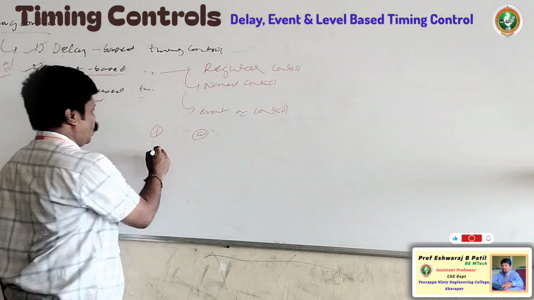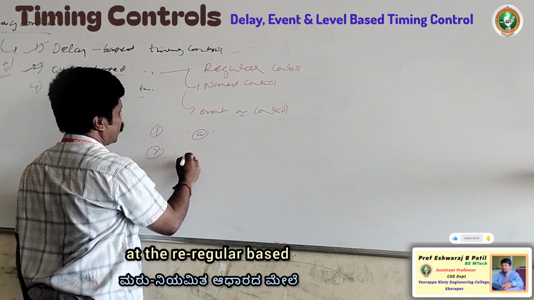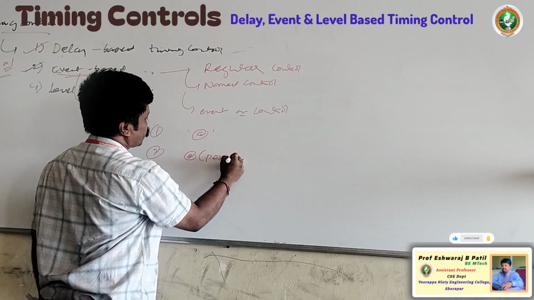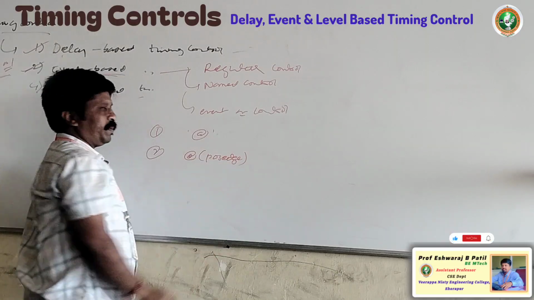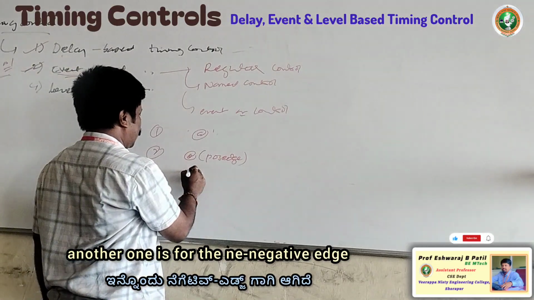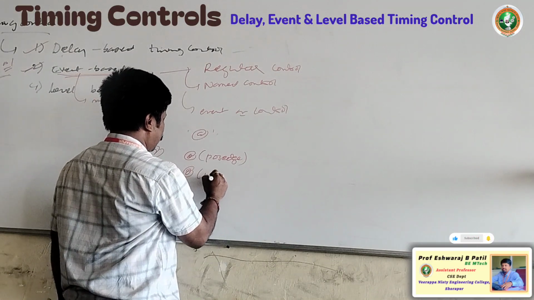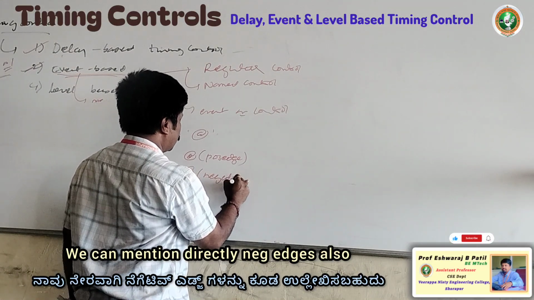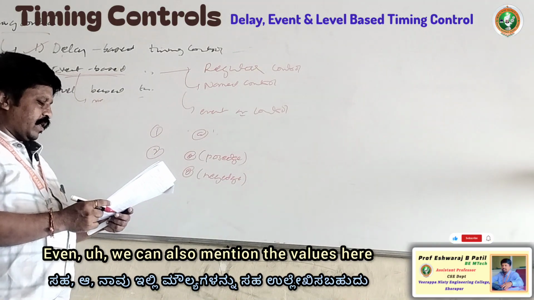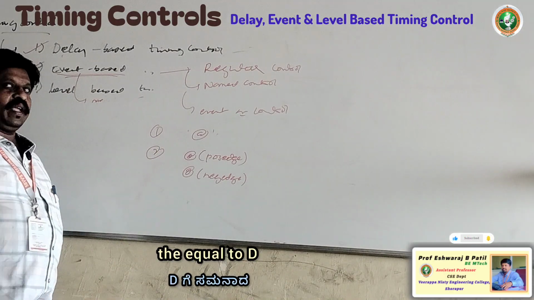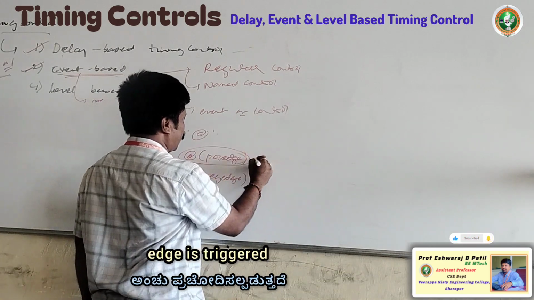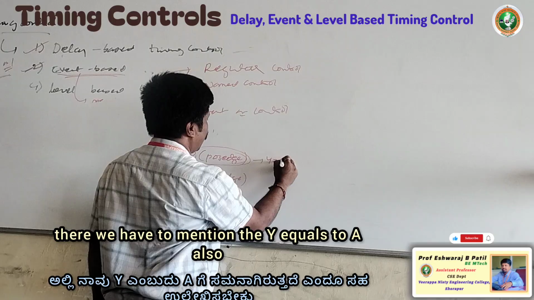If you are using the regular based control at the positive edge, we mention posedge. There are two possibilities in the regular base: one is posedge, another one is negedge. You can mention negedge directly. We can also mention values here, q equals d. If a value is positive edge triggered, you have to mention y equals a also.